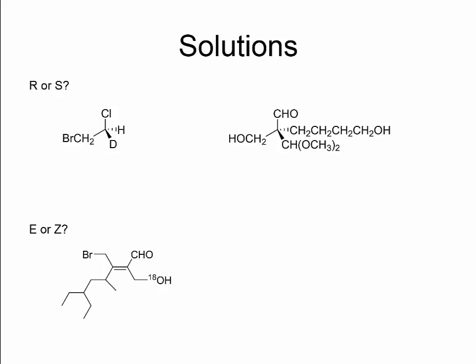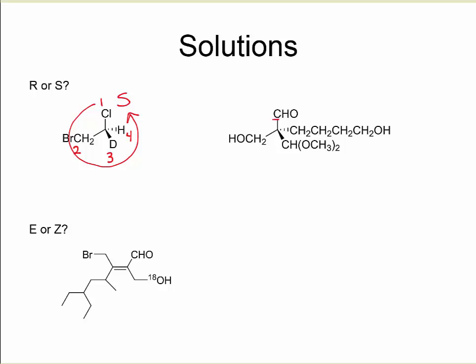Taking a look at the first problem, I'm comparing a chlorine to a carbon to a deuterium to a hydrogen. Chlorine is the highest priority, carbon is second, deuterium is third, the proton, hydrogen, is fourth. The number 4 group is already back. 1 to 2 to 3 is in a counterclockwise orientation. This is an S configuration. That one's pretty straightforward.